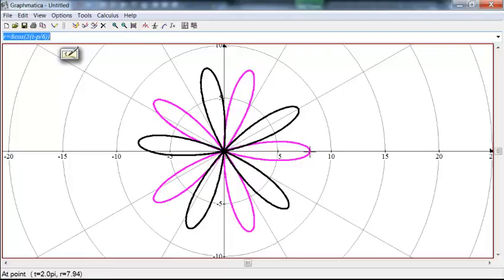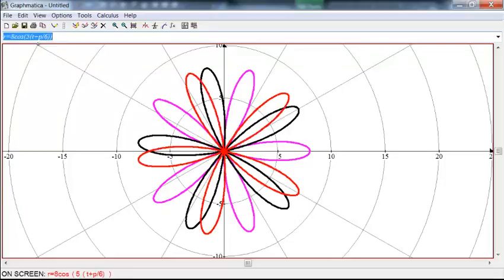So it was at r of 8 and theta of 0, and this gives us an r of 8 still, but a t of pi over 6. So the whole thing has just been rotated. Of course, if we'd done it with plus pi over 6, we would end up rotating in the negative direction.